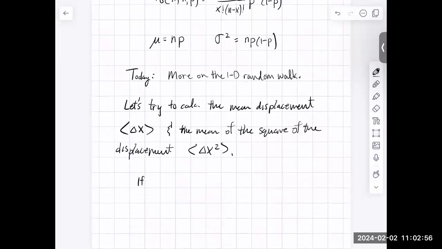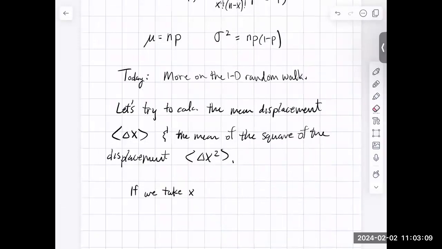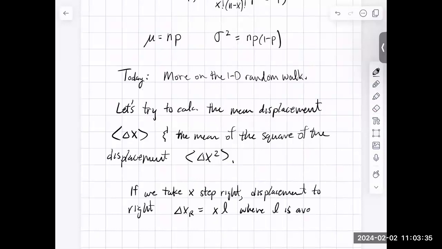Okay, so if we take x steps to the right, the displacement to the right, let's call it delta x to the right, is just going to be x times, say, L, where L is the average step size. Even if we call L the average step size, we don't have to require all steps to be exactly the same size. There's just some average step size. And if x is large enough, this will give us a good estimate of the true displacement.